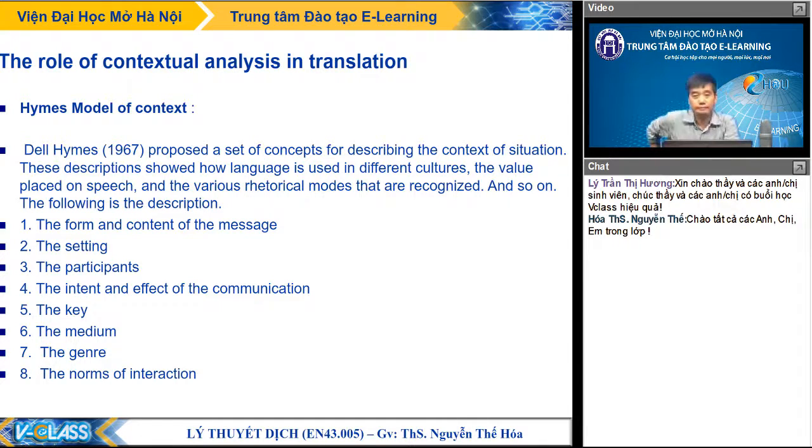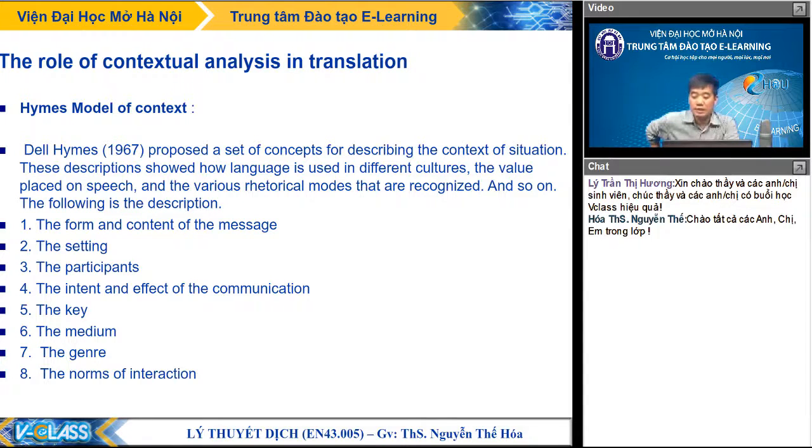Now, the setting. The setting is actually the environment for us to make a guess to understand the situation. And the third, that is the participant. The participant here means the writer and the reader. Sometimes we have a different kind of participant.